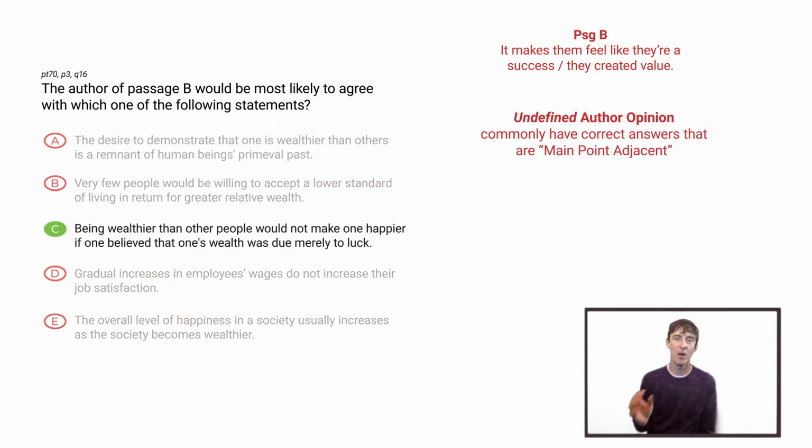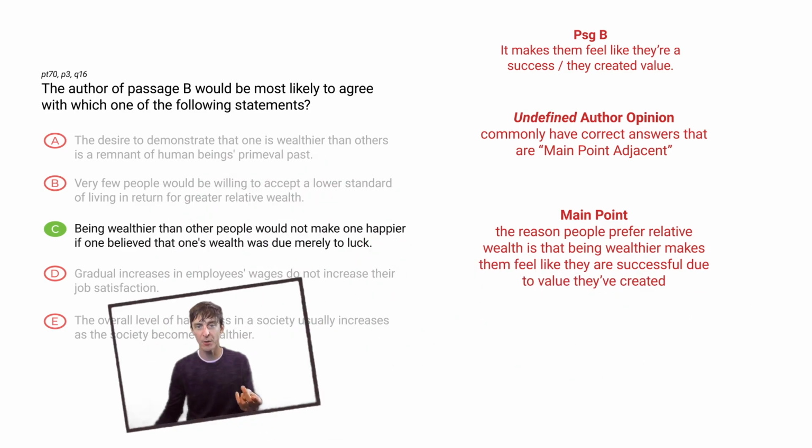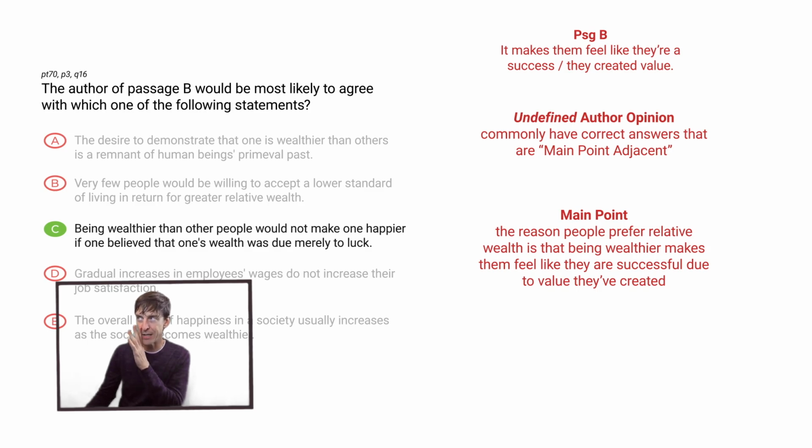Once again, when we're doing author opinion with an undefined target, a lot of times the correct answer does sound sort of main point adjacent. Our main point was the reason people feel happy being wealthier than others is because it makes them think they created more value, which makes them happy. And so this is just flipping that causal difference maker. So if they didn't believe that it was because of them creating value, they wouldn't actually feel happier.